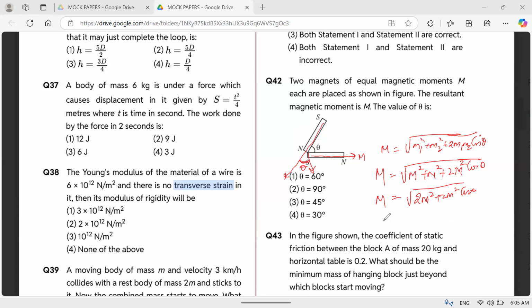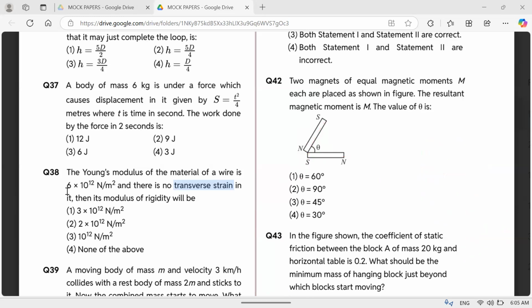So I'm taking this m. This is under root of 2m square common, it is 1 plus cos theta. That means m square is equal to 2m square into 1 plus cos theta. m square will get cancelled. 1 by 2 is equal to 1 plus cos theta. So cos theta is equal to minus 1 by 2. That means theta is 120 degrees. If this theta is 120 degrees, this theta will be equal to 60 degrees. Clear?